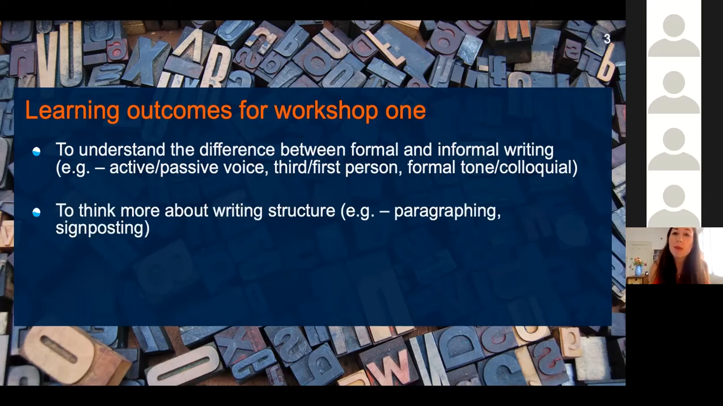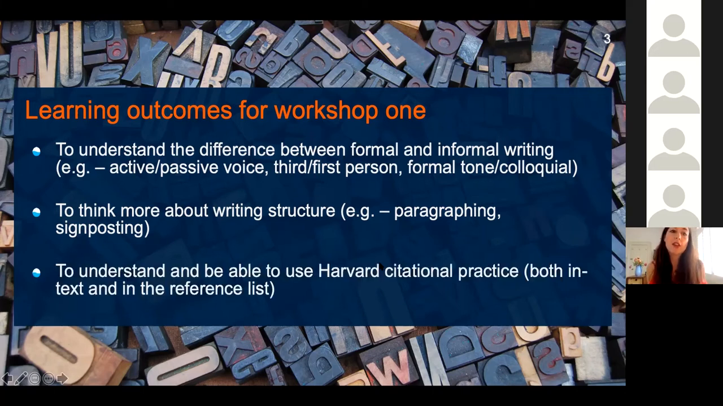We're also going to think a bit more about writing structure. So for instance, paragraphing, and signposting within text so that sections link together really well. And then finally, thirdly, to understand and be able to use Harvard citational practice, which we use in MLA, both in text and in the reference list. So they're the three main learning outcomes for this workshop.